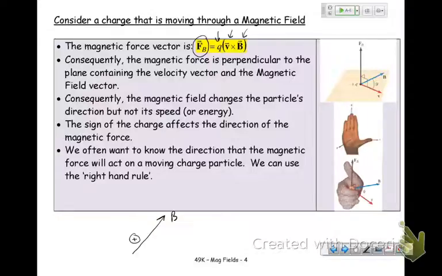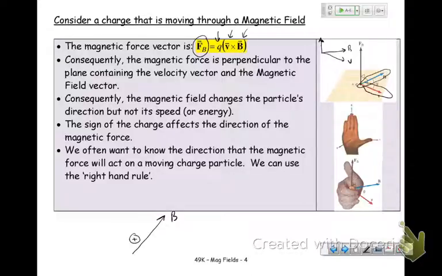So here I've drawn it. Here's the B vector, and here's the V vector, and we have our force vector at 90 degrees to those two. The B vector and the V vector I've drawn at 90 degrees to each other because that's the simple case. But it turns out they don't have to be. I can have them quite close to each other with just a slight variation. Here's my B and there's my V. And my force might not be as big, but it will still be at 90 degrees to that combination.